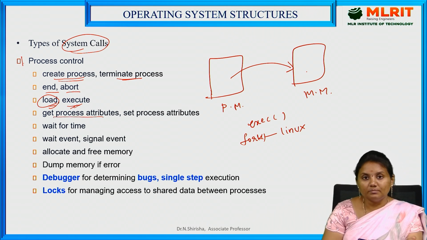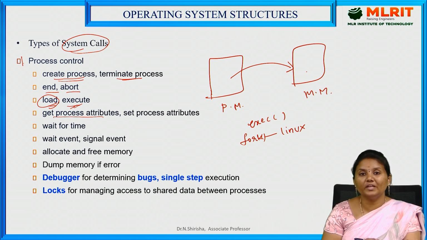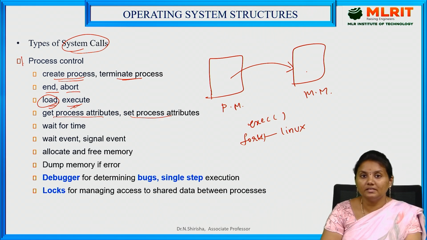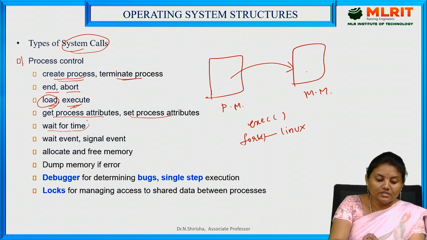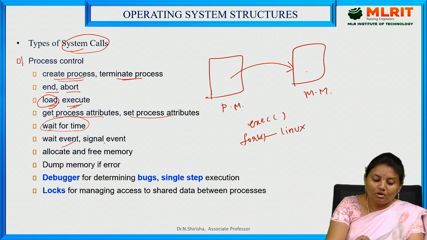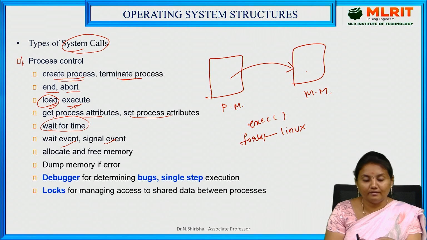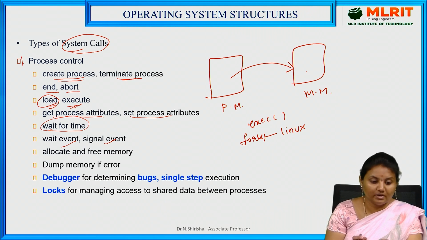Similarly, for get process attributes, you have get methods. Those get methods we call get system calls, which we use to fetch any data. And similarly, set process attributes. Set means where you are assigning some values. Then wait for time, wait for event or signal event: if you want any interrupt to occur, then you have to give wait for time, wait event and so on.